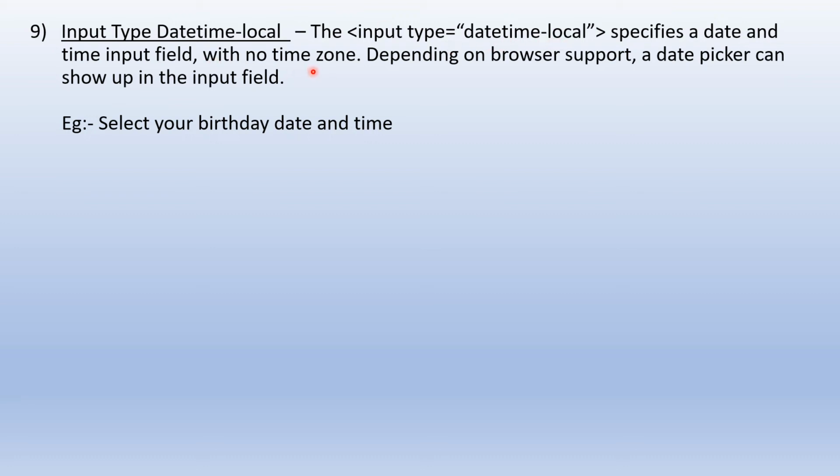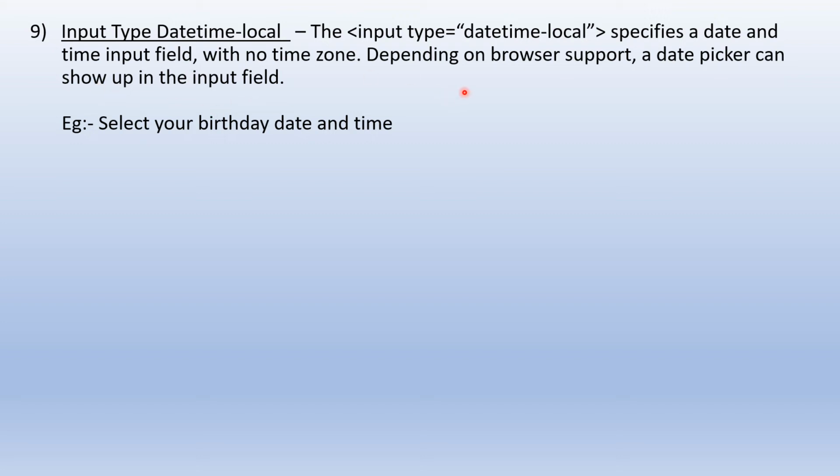What is this no time zone? This says that it is not going to show you time depending upon the areas, that is, what is the timing in India, what is the timing in UK, US. This is not going to show you time zone. It is just simply you can pick the date and the time. That's it. Depending on browser support, a date picker can be shown in the input field.